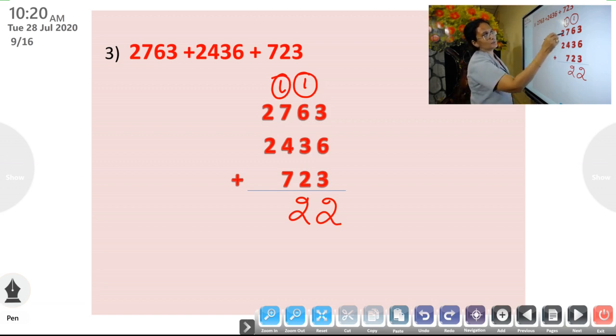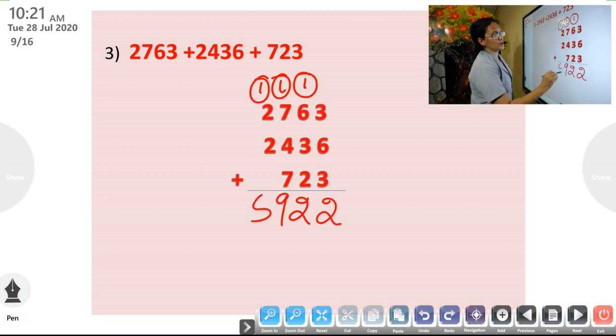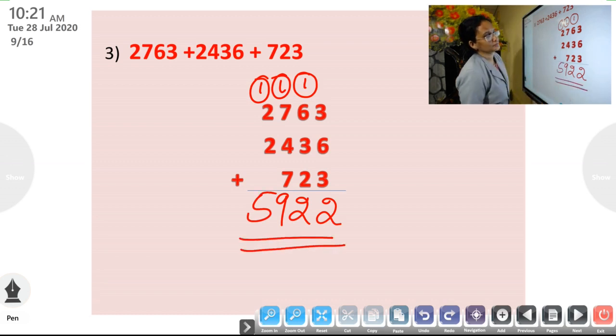Okay. So 7 plus 4. What is 7 plus 4? 8, 9, 10, 11. That 11 plus 7 is 12, 13, 14, 15, 16, 17, 18. Okay. Then 18 plus 1. It is 19. Again carry over. 2 plus 2, 4. 4 plus 1, 5. Okay. So the answer is 5922.